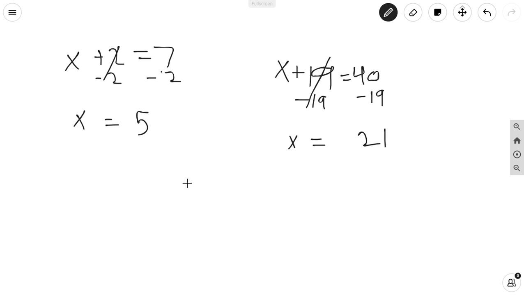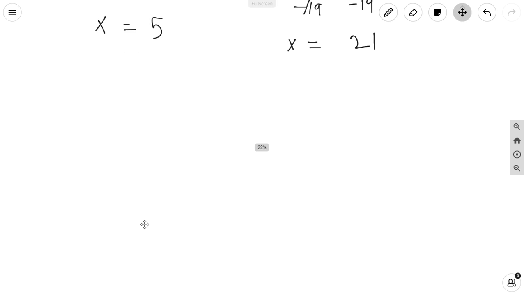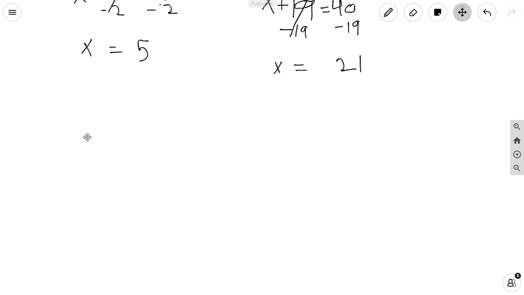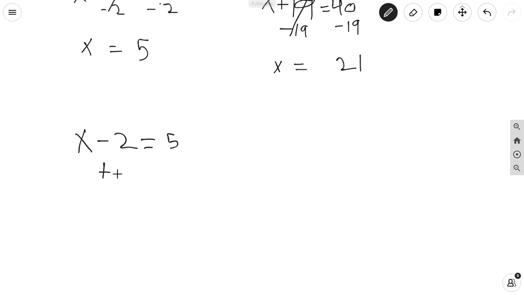Alright, let's try some with subtraction. So let's say x minus 2 equals 5. In order to isolate x, I need to get rid of this 2 right here, or negative 2. So I need to add 2 to get rid of it, right? Same thing to the other side. So these cancel, and 5 plus 2 equals 7. So x equals 7.